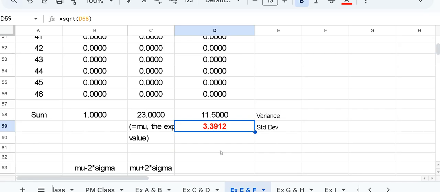Okay. Anything else on example F? Let's move on down to example G. I guess I'll do G up here.